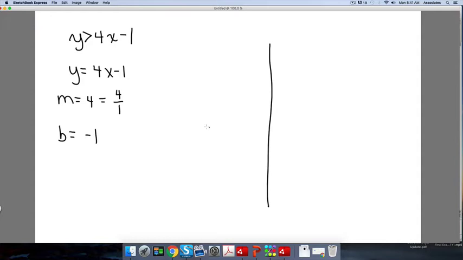So let's go to our graph. And luckily on the test again and on the review, you've had graphs already drawn. So the y-intercept is negative 1. I put a dot at negative 1. Its slope is 4 over 1, so I go up 4, 1, 2, 3, 4, and over 1. Now I have to decide, is the line dotted or is it solid? And I look at my inequality. It's greater than. It's not greater than or equal to. So this line is dotted.